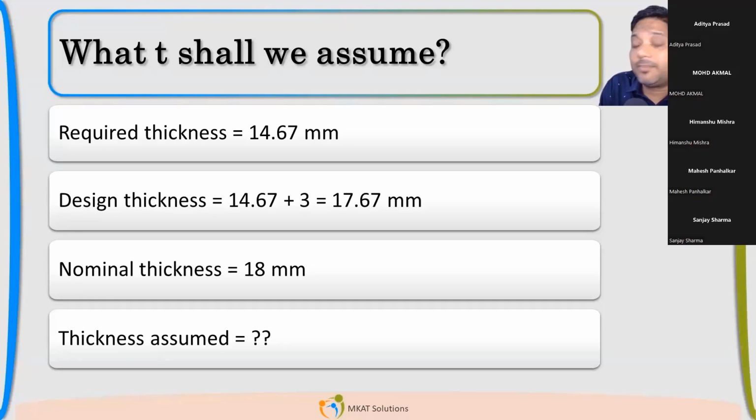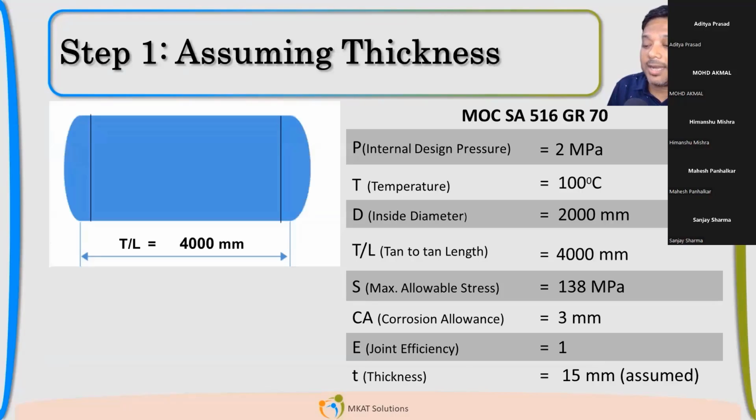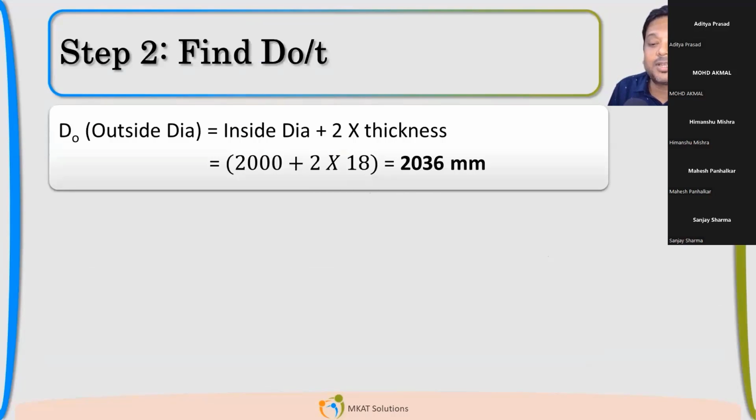Why will I select 15 mm? You can select any, but with engineering judgment, if you follow this, you will end up with fewer iterations. That is the only point I have to make. Great, so now we know what thickness assumption to make so that my calculation will be faster. I assumed 15 mm. Now let us move on with the calculations.